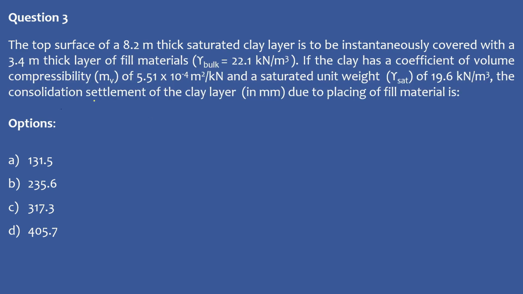The initial condition of the ground is given to you. The top surface of an 8.2 meter thick saturated clay layer is to be instantaneously covered with a 3.4 meter thick layer of fill materials. The gamma bulk is given to you. If the clay has a coefficient of volume compressibility of 5.5 into 10 to the power minus 4 meter square per kilonewton, and a saturated unit weight of 19.6 kN per meter cube, you need to evaluate the consolidation settlement of the clay layer due to the placing of the fill material.